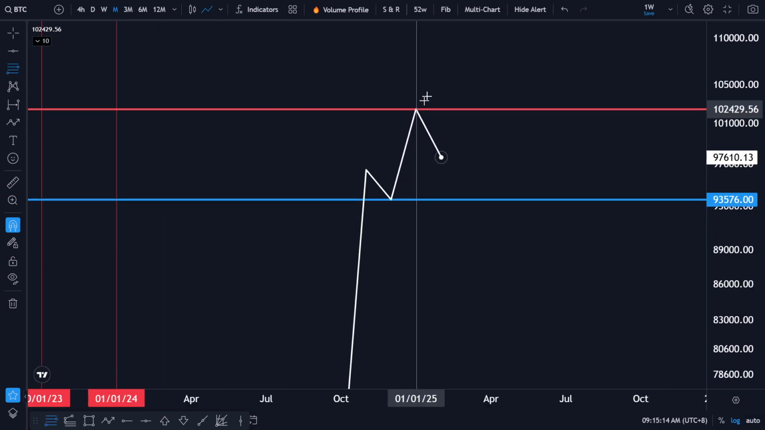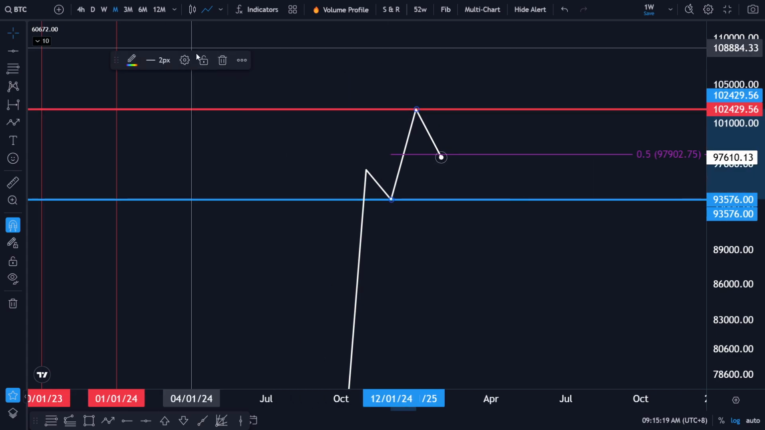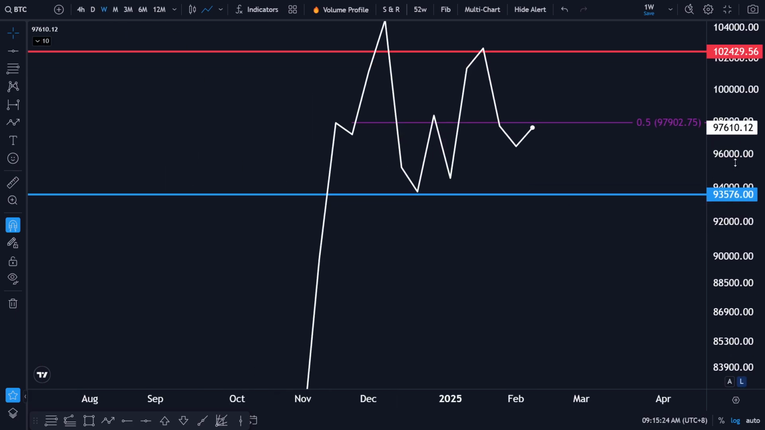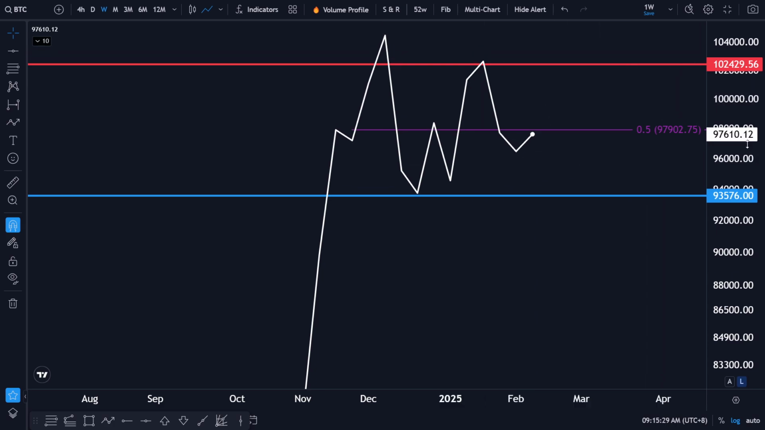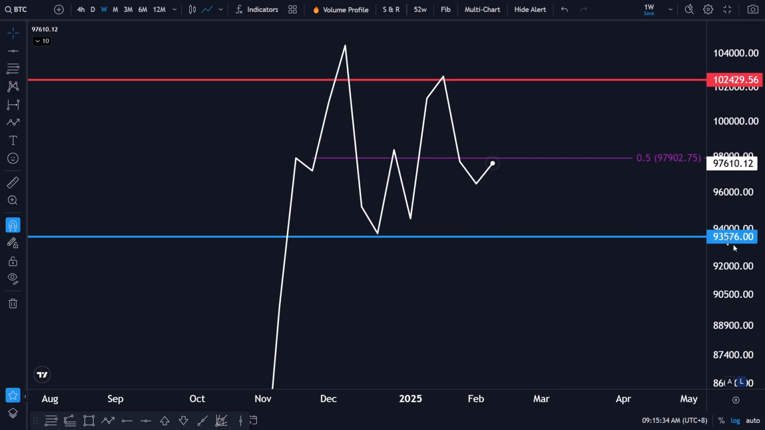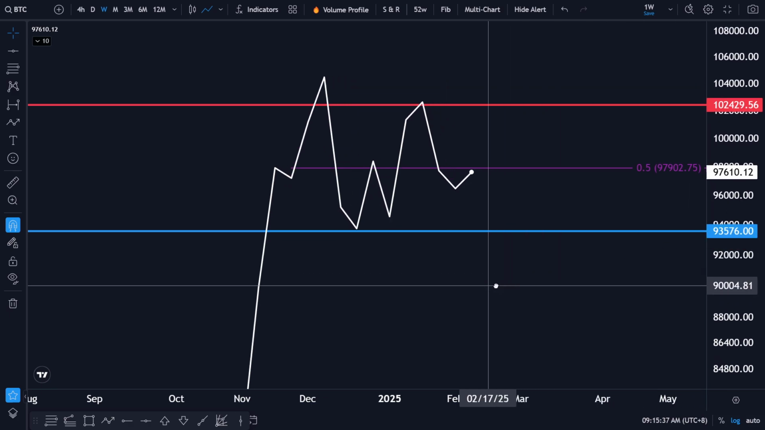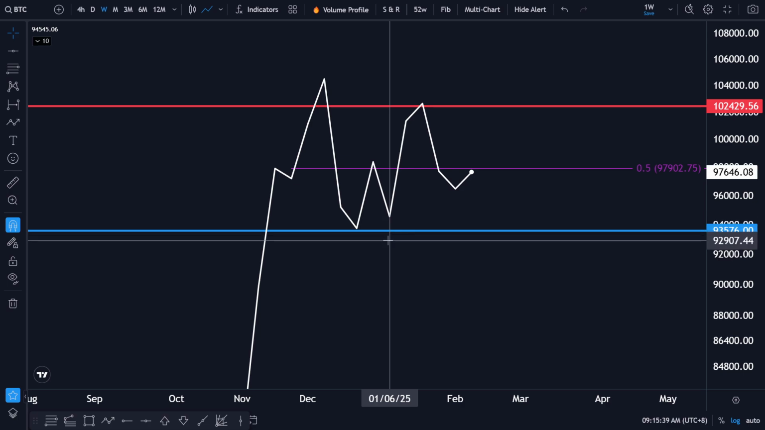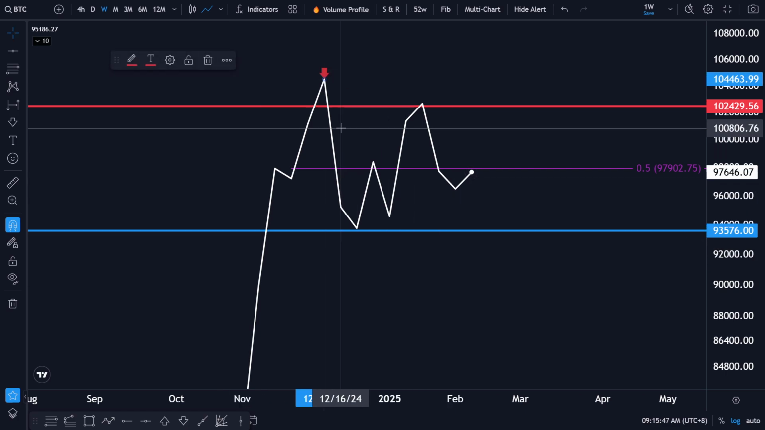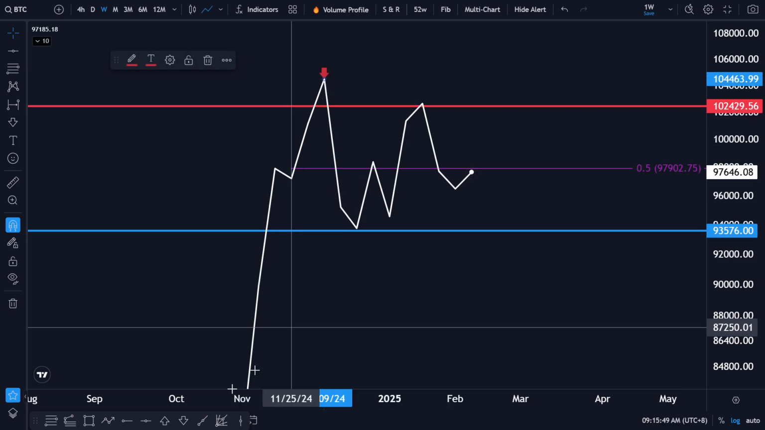So let's put our fib from the high to the low, and let's go down to the weekly time frame. So everything below 97,900, which is the 0.5 level of the Fibonacci, is a good buying opportunity. So we tried to break it here, this candle, and then a downtrend.